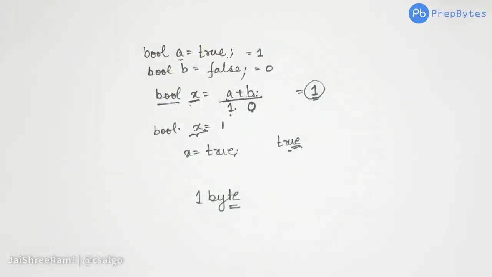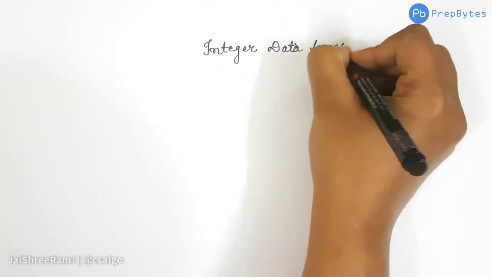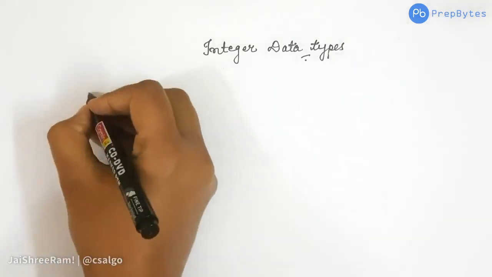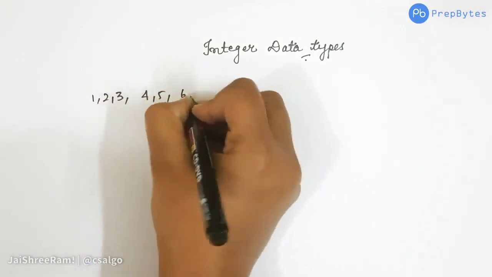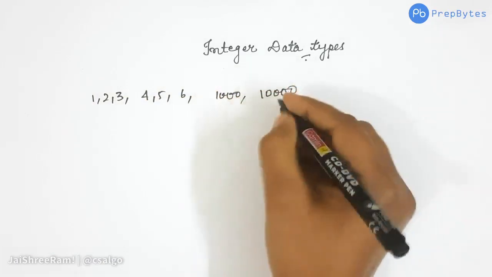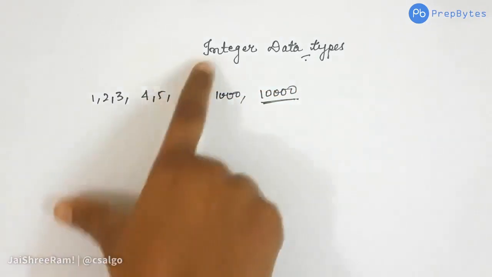Now let's go on to another data type, which is character. Integer data types are generally used for whole numbers. If you remember what you learned in maths, a whole number is something which does not have any decimal point. So numbers like 1, 2, 3, 4, 5, 6, 1000, 10,000. Any number like this that does not have a decimal point comes under the integer.